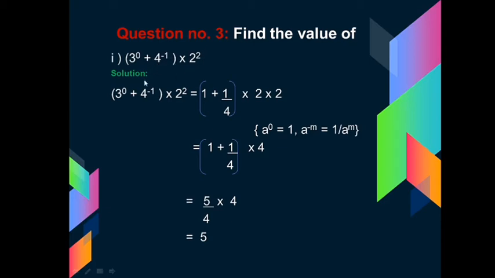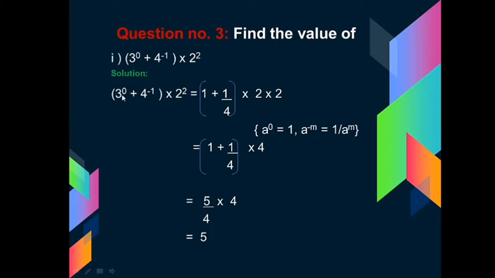So here we can write it as 3 raised to the power 0 plus 4 raised to the power minus 1, into 2 raised to the power 2, is equal to 1 plus 1 by 4, into 2 squared, as we have to find the value of the expression. Here we have written 3 raised to the power 0 as 1 according to the law a raised to the power 0 equals 1. It means any base with exponent 0 will be equal to 1.